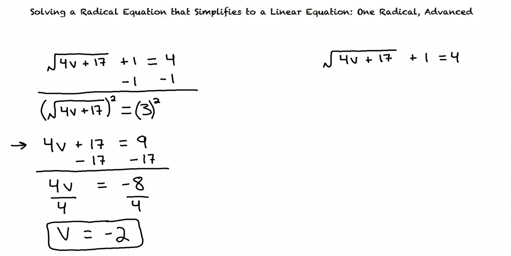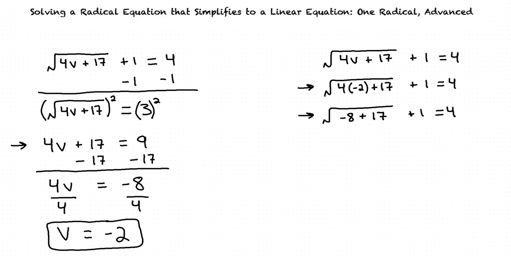We can check our solution by substituting negative 2 in place of v in the original equation. When we do that, we can see that we have the square root of negative 8 plus 17, plus 1 equals 4. We add the terms under the radical sign, which results in the square root of 9 plus 1 equals 4. The square root of 9 is 3, and 3 plus 1 equals 4. This verifies that negative 2 is the correct answer.